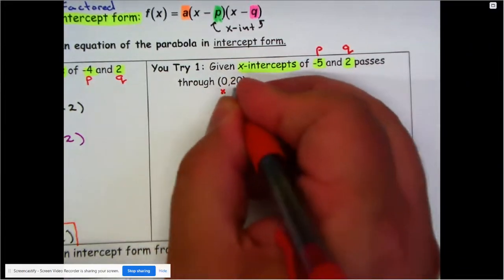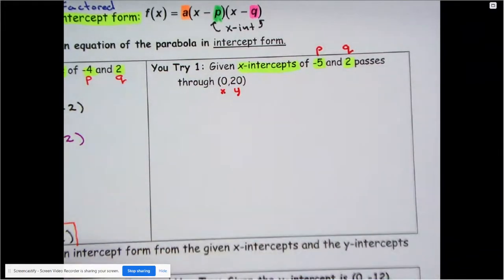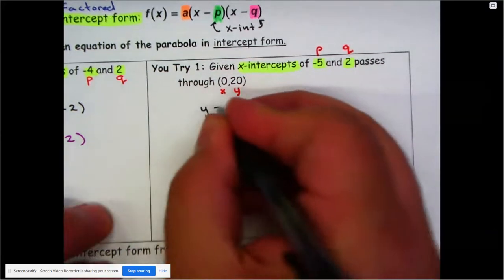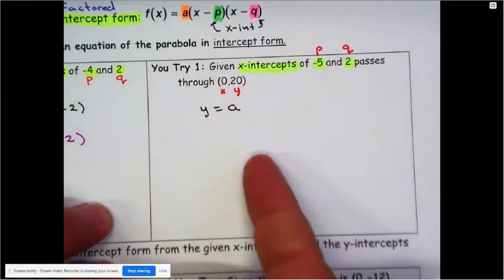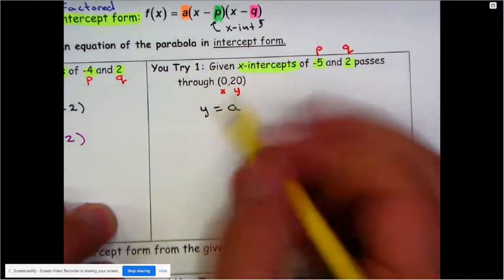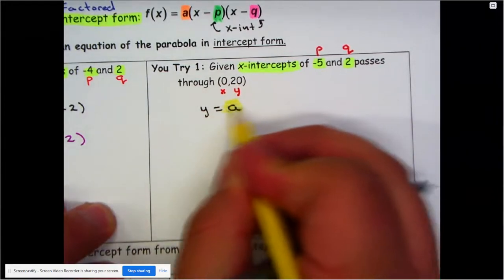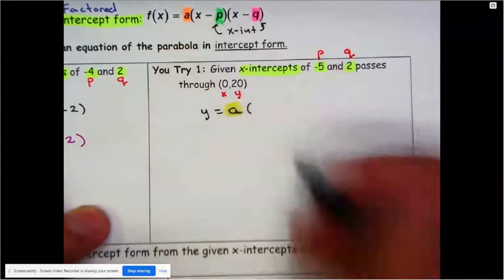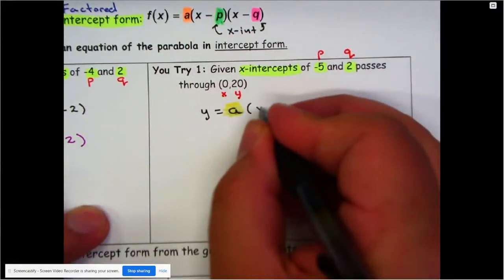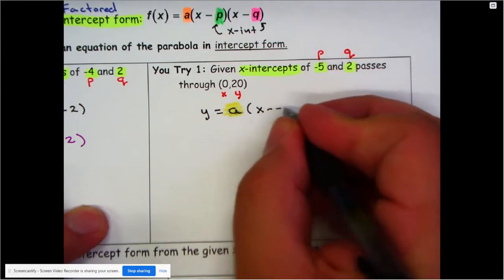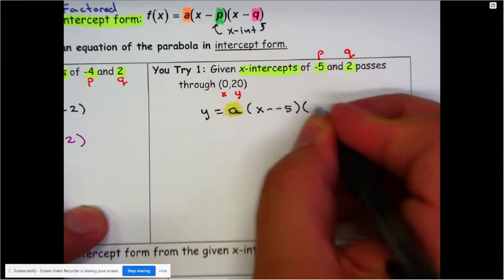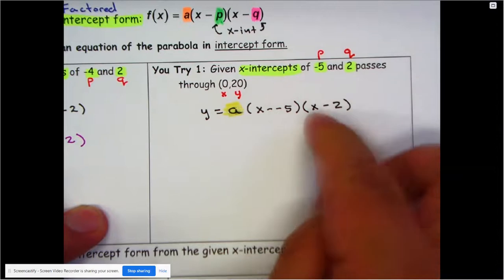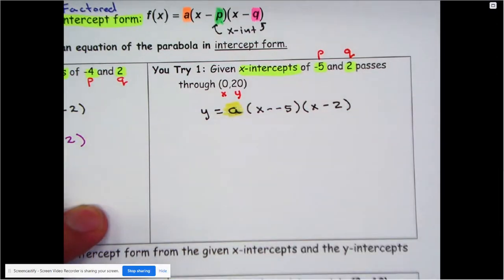We already know this is x and y, but that'll come in later. We're going to get our equation ready first. So it's y is equal to the a that we're looking for, because I have no idea what that is yet. That wasn't given to me. And then I'm going to bring in my formula I see up on the top here of the screen. So we go x minus -5, and then we say x minus 2. Remember, it's always a minus sign there first.